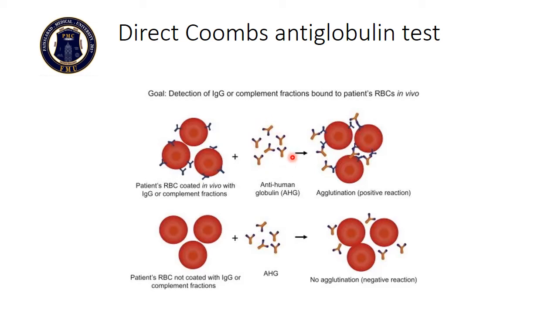When this anti-human globulin is added into the patient's blood, it will result in clump formation, and it can be seen with the naked eye. If agglutination is present, it means that the Coombs test is positive, and it means that the antibodies and complement system are present on the surface of red blood cells.